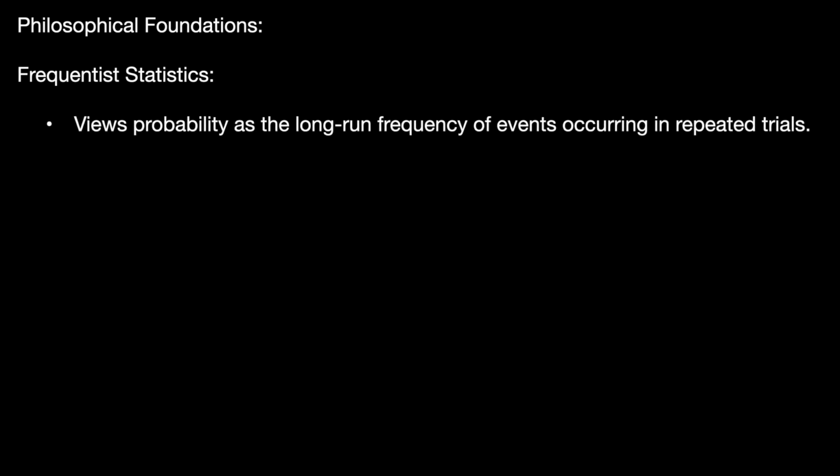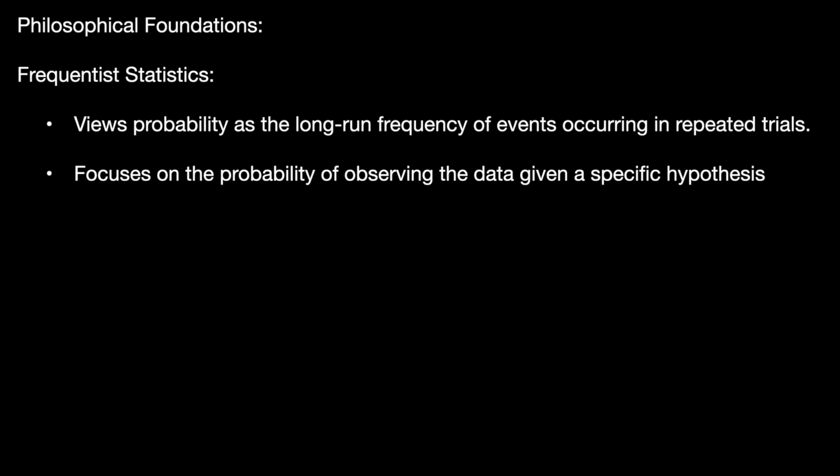First is the philosophical foundation of the two. The frequentist approach views probability as a long-run frequency of events occurring in repeated trials. So basically whatever you see, the confidence intervals, the p-values, everything is for if the trial is repeated an infinite number of times. It focuses on the probability of observing the data given a specific hypothesis. It says, what is the probability of this particular data I am going to get, but my hypothesis is fixed. I cannot change my hypothesis.